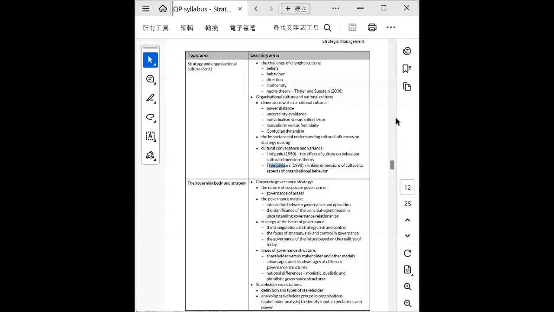Neutral versus emotional describes how openly emotions are expressed in a professional setting. For example, in Japan, a neutral culture prevails. Emotions are controlled and subtle, unlike Italy, where emotional expression is more accepted and even expected in business interactions. And then the fourth dimension is specific and diffuse.